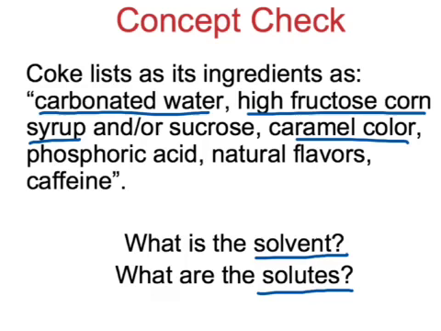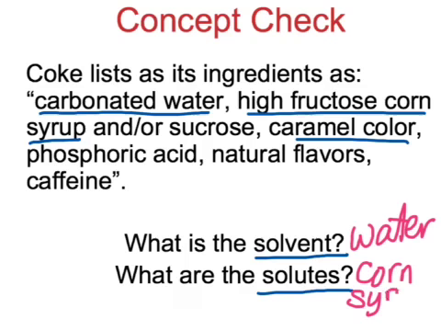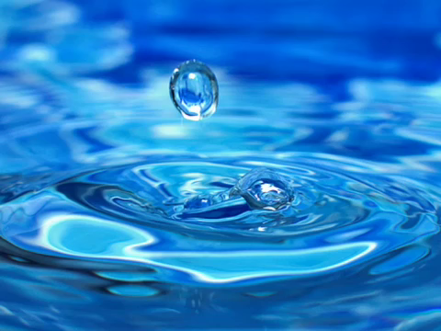Well, the thing that's listed in the greatest amount is going to be your solvent, and in that case it's going to be the carbonated water. The solutes, there are lots of them. The main solute is going to be corn syrup, but all of these other things that are listed, possibly sucrose, caramel color, phosphoric acid, and the rest, are also solutes in Coke.